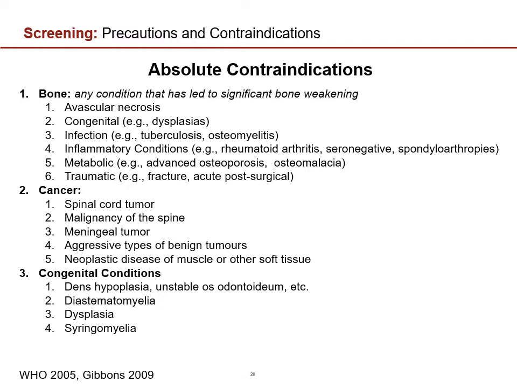Okay, so now we'll take those 7 categories of absolute contraindications and break them down a little bit further. So any bony or osseous lesion or something that would compromise the integrity of the bone that may predispose the individual to having a fracture with spinal manipulation and or manual therapy. Avascular necrosis, congenital conditions, infections, inflammatory conditions, metabolic conditions such as advanced osteoporosis or osteomalacia, traumatic events. This could be major or minor, and it could be historic, or it could be in more recent history.